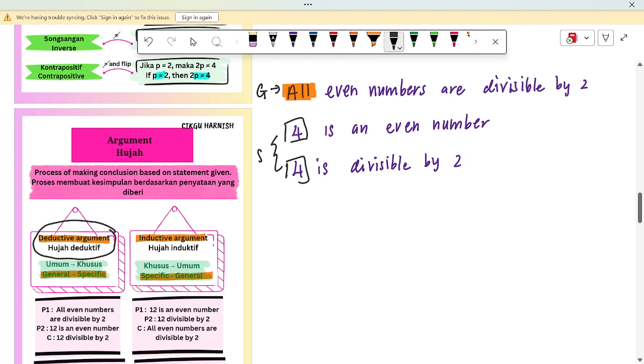If we are going the other way around, from down to up, then it's from specific to general, which will be our inductive argument. This is how you differentiate the two types of argument.